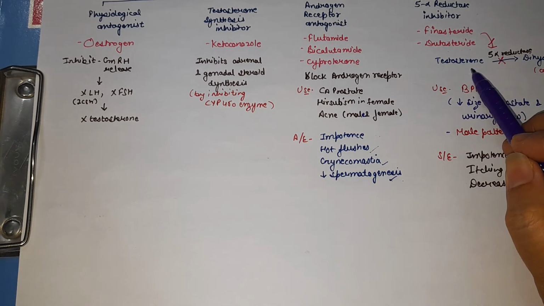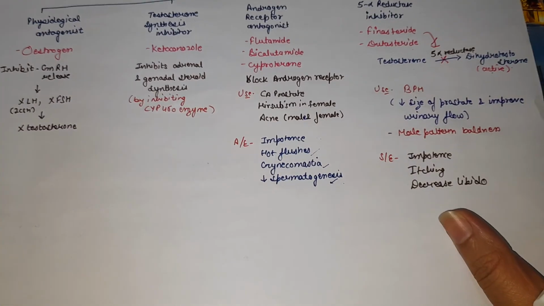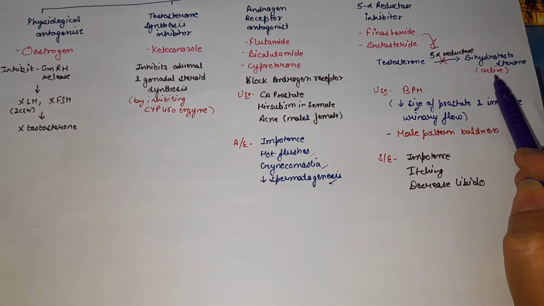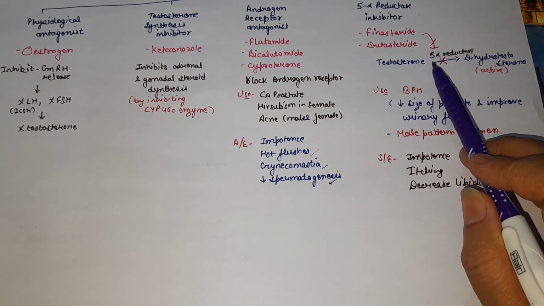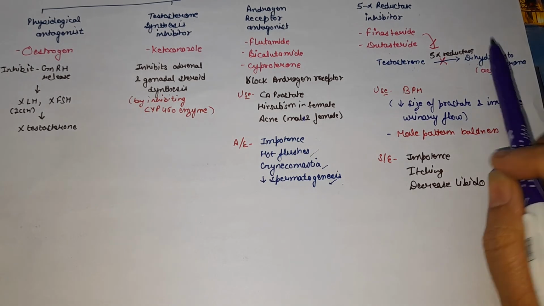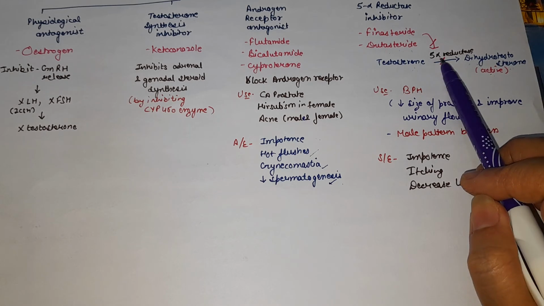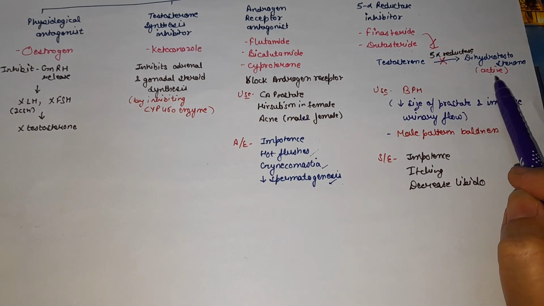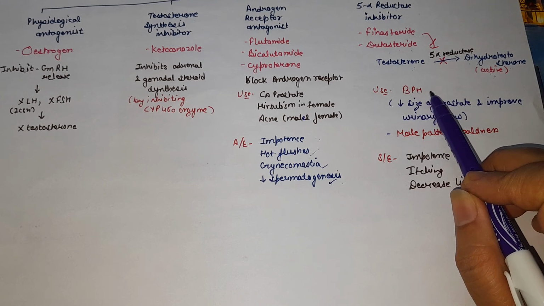Normally, the testosterone is converted into dihydrotestosterone. Dihydrotestosterone is the active form of testosterone, and 5-alpha reductase causes the conversion of testosterone into dihydrotestosterone. So finasteride and dutasteride will block the enzyme 5-alpha reductase, so that there will be no formation of the active form of testosterone. 5-alpha reductase inhibitors are used in the treatment of benign prostate hyperplasia.